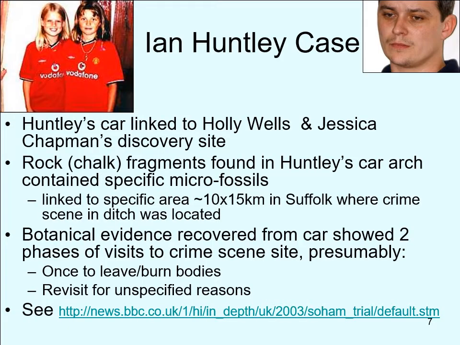Other cases you might have heard of: Ian Huntley, the Soham murders, where two girls were kidnapped and murdered. He was a janitor at the school, and they impounded his car. He'd cleaned the car, but hadn't cleaned under the car. Under the car arch were some bits of chalk containing microfossils linked to a specific area in Suffolk, and they used that as evidence. There's also botanical evidence to suggest he'd gone there twice, once to dump the bodies and another time at some point later in the season. You can look at the palynological evidence, so again, there's a link there if you want to read about that in more detail.